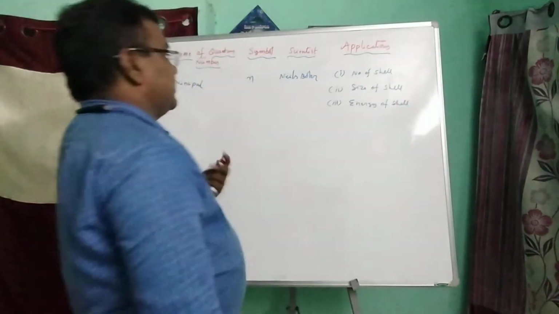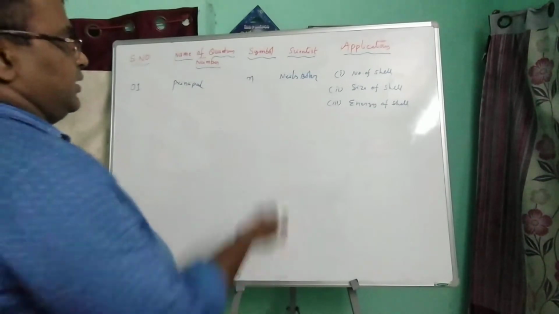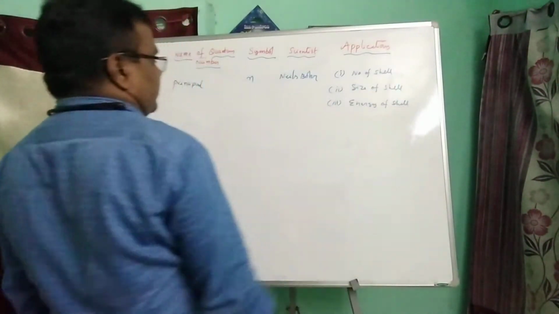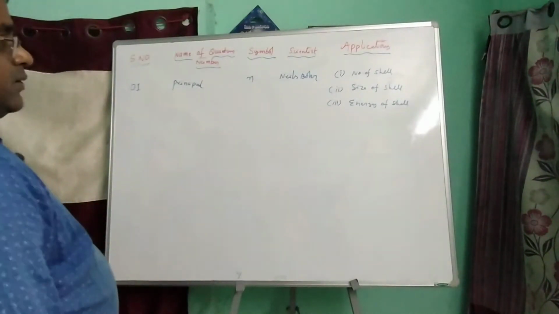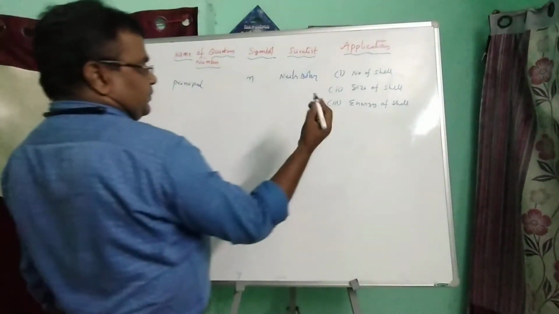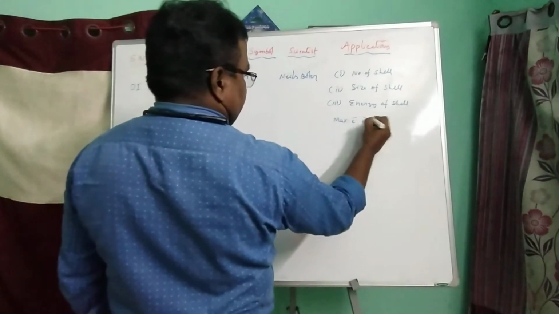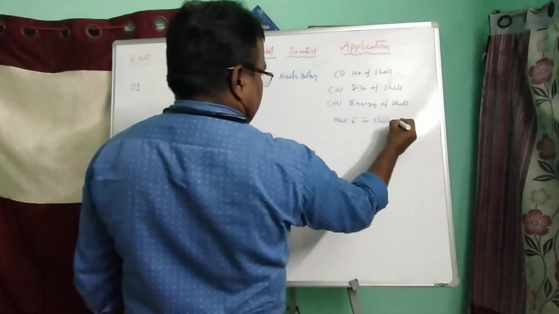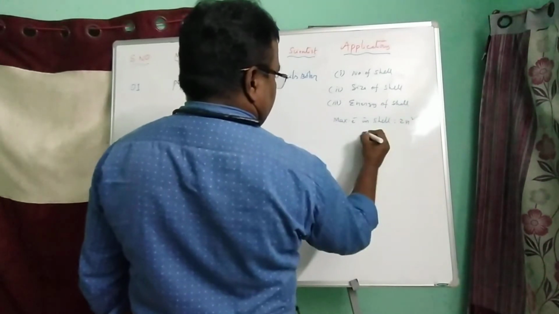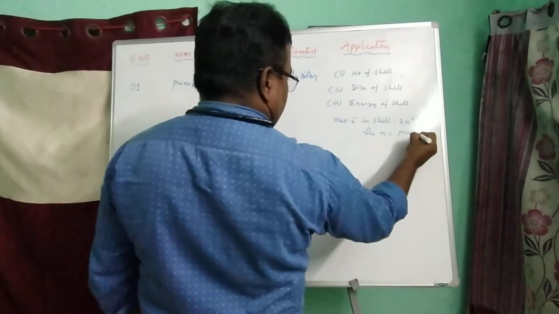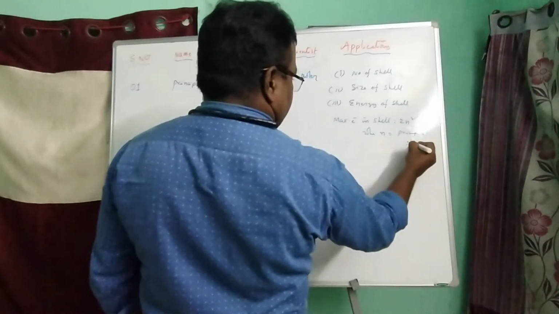So what is the principal quantum number? Simple definition: the number which represents the number of the shell, size of the shell, and energy of the shell is known as the principal quantum number. The maximum number of electrons in a shell equals 2n square, where n represents the principal quantum number, simply the shell number.